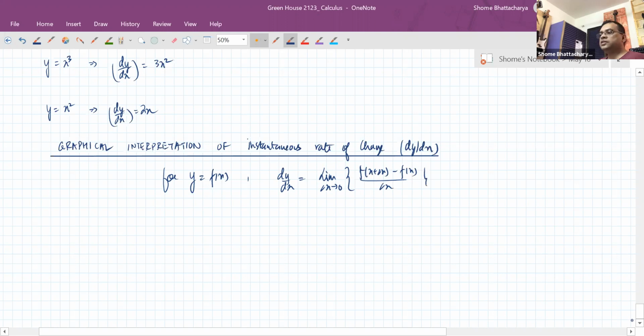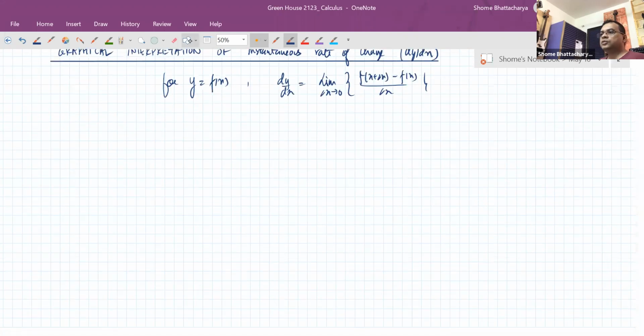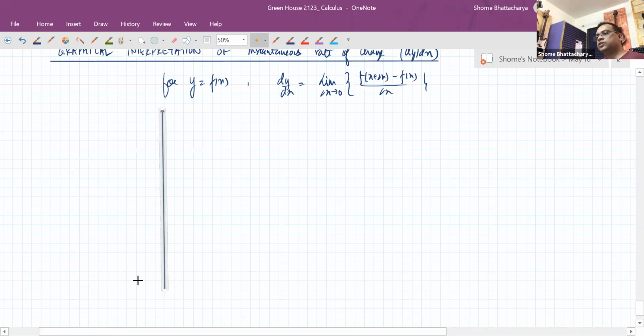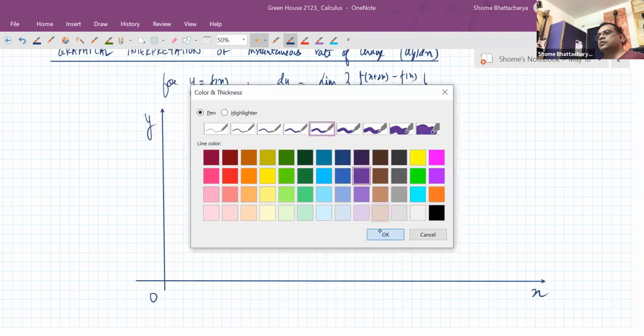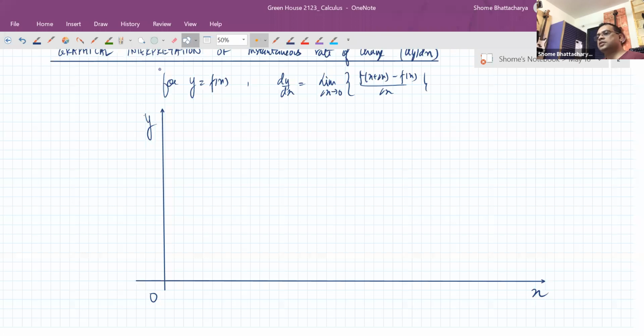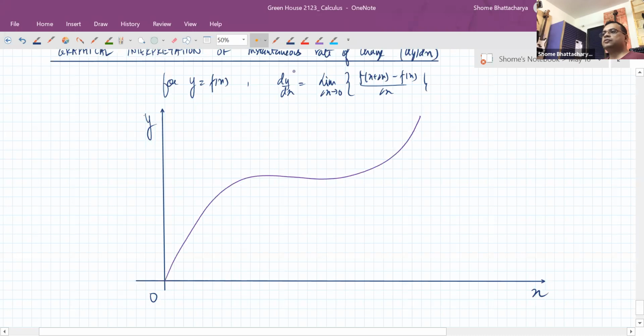Let's see what that gives us in terms of the graph. Suppose I apply this definition of dy by dx, or instantaneous rate of change, not to some formula of a function like x cube or x square, but instead what is given to me is a graph. The graph of the function is something like this, let's say. This is the graph of the function.